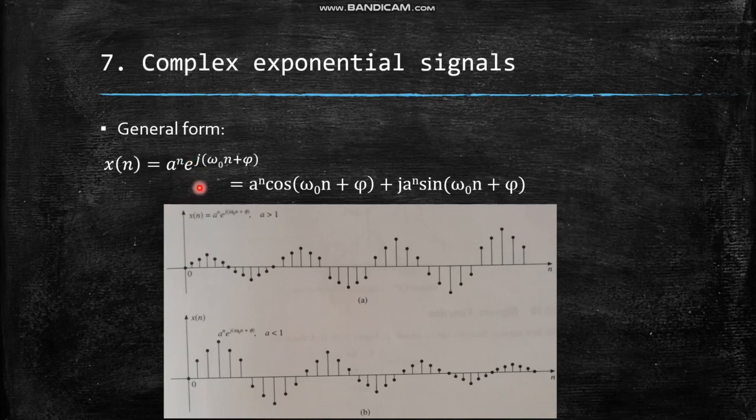If mod a is greater than 1, if a is greater than 1 and x of n is equal to a raised to n e raised to j into omega 0 n plus phi, then in the positive case, we obtain an exponentially increasing sinusoidal signal. The second case is when a is less than 1, that is a is negative. In this case, the sinusoid will be exponentially decreasing. That's it with the complex exponential signals in the discrete domain case.